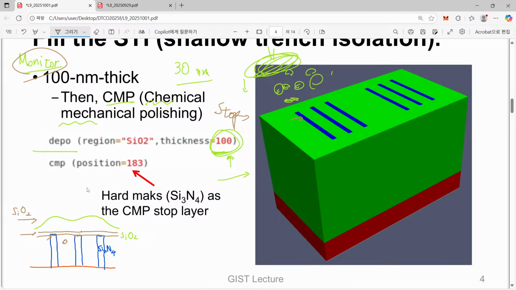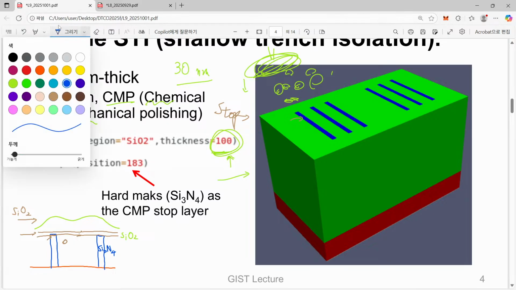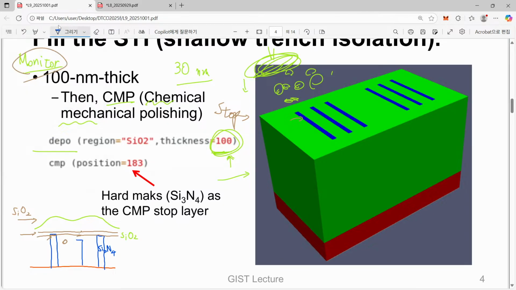Then maybe you can ask me this question. It means that everything is perfect, but due to certain variation, for example, instead of this perfectly uniform height, what happens if we have a slightly shorter mask here, and if we stop here, then maybe this silicon nitride is not fully exposed to our surface.